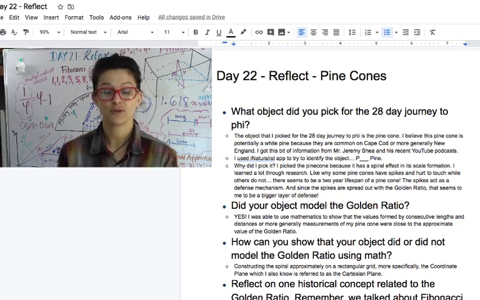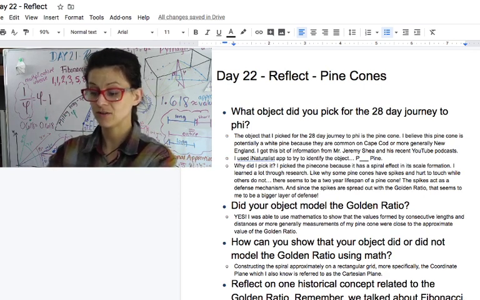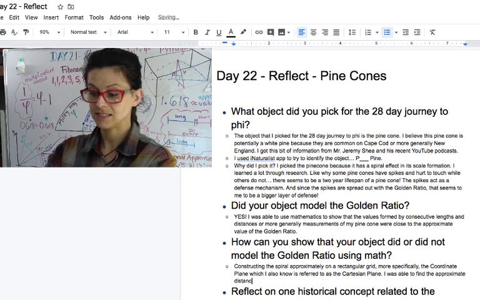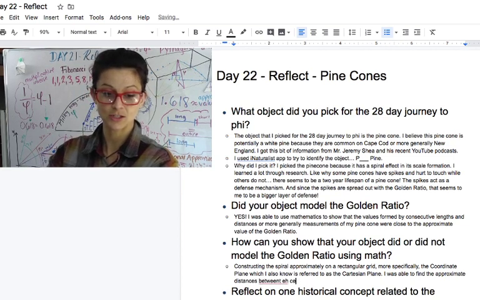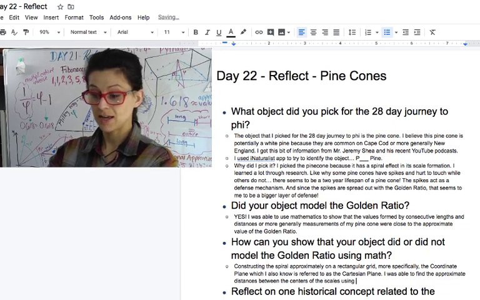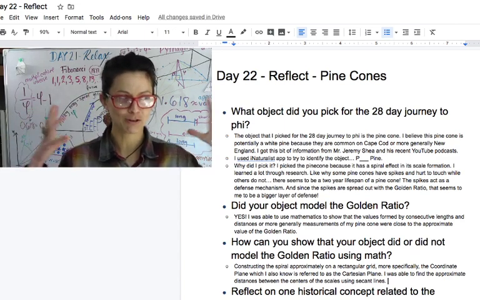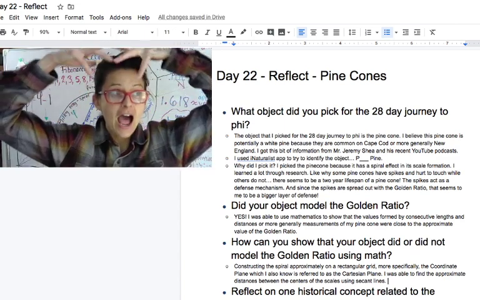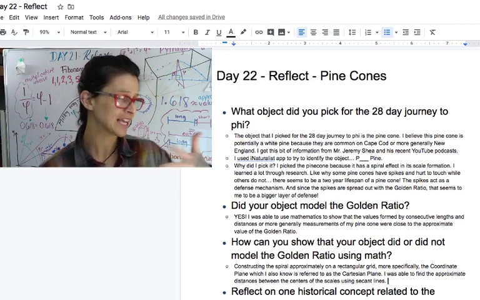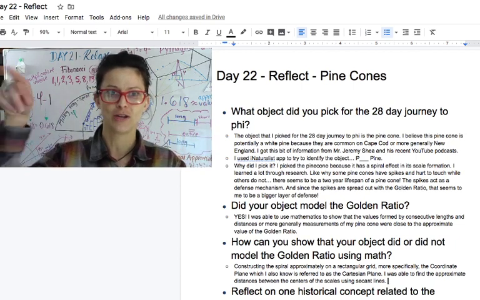And through that, I was able to see the distances between the scales. I was able to find the approximate distances between the centers of the scales using secant lines, a calculus sort of trigonometry, higher level concept that is totally accessible to you, whether you are in kindergarten or in 12th grade, because you just take a curve, take 2 points on the curve, and draw a line through it. You can do it.